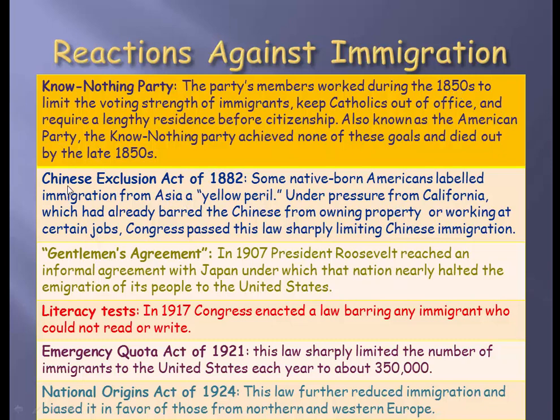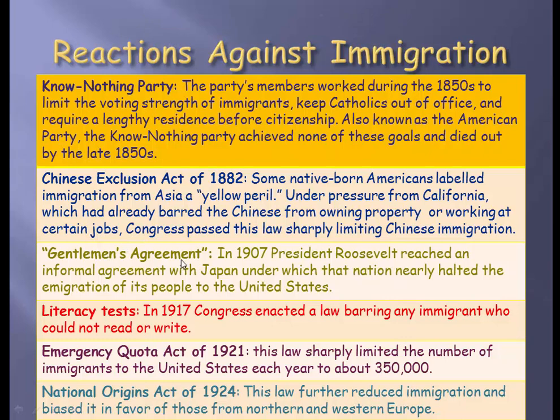This is pretty easy right here. The Chinese Exclusion Act. What did they do? The government in 1882 said, yo, we don't want these Asians coming into the country anymore. So Congress passed the law limiting Chinese immigration. It's against immigration. Exclusion Act.